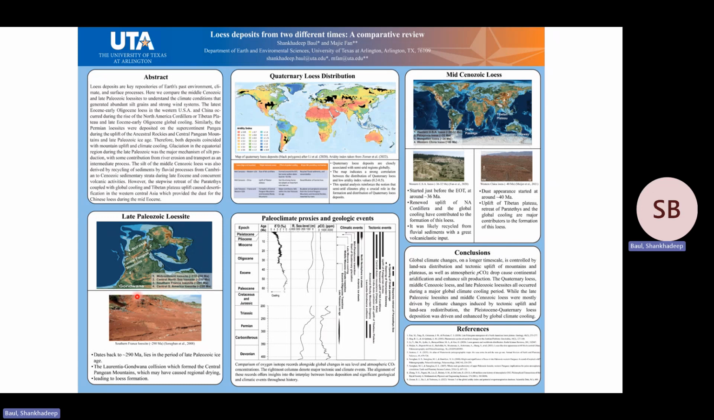So, to conclude the presentation, I tried to summarize this comparison with this table. The Quaternary loess, mid-Cenozoic loess, and late Paleozoic loessites all occurred during a major global climate cooling period, while the late Paleozoic loessites and the mid-Cenozoic loess were mostly driven by climate changes induced by tectonic uplift and land redistribution. The Quaternary loess deposition was driven and enhanced by global climate cooling. This is a brief summary of this comparative study.